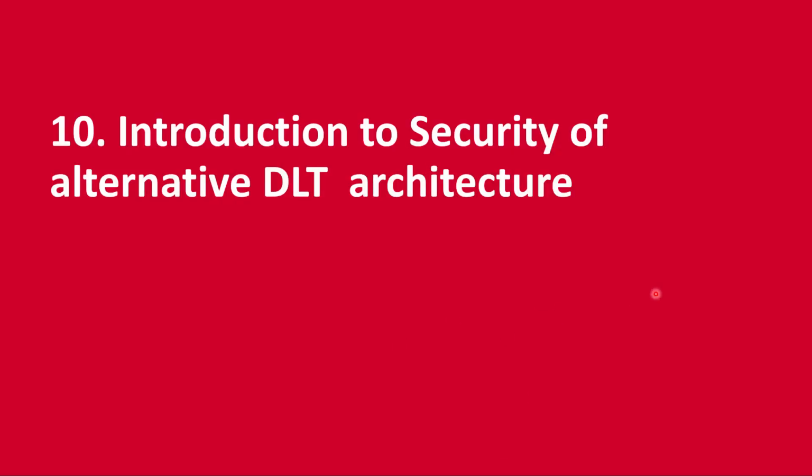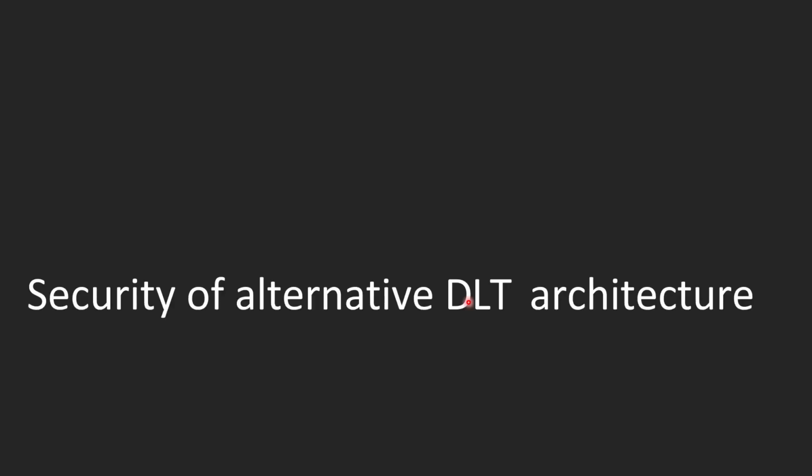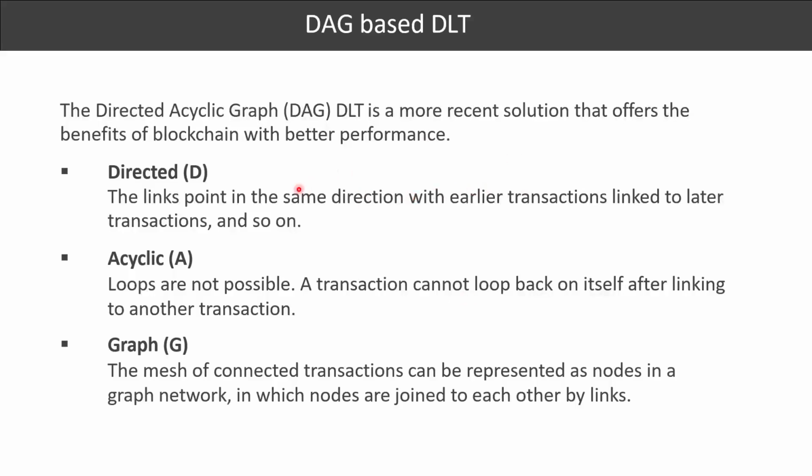This is our 10th lesson and our final lesson, and here we're going to introduce an alternative architecture to traditional blockchain. It is a DLT architecture, which blockchain is also a DLT architecture. DLT stands for Distributed Ledger Technology, and we're going to talk about the security benefits. The type of architecture is called DAG, Directed Acyclic Graph DLT, and it's a more recent solution that offers all the benefits of blockchain, but with better performance.